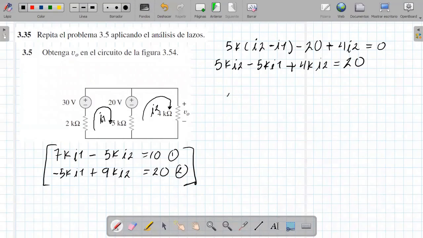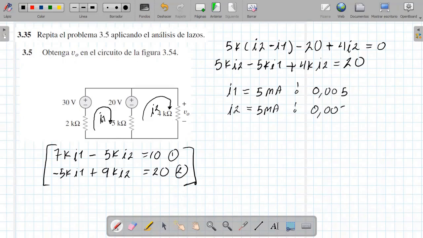So the current I1, be careful with that. The current I2 is equal to 5 milliamps, or 0.005 amps. Be careful with that. Many times they err by not including what K is worth.